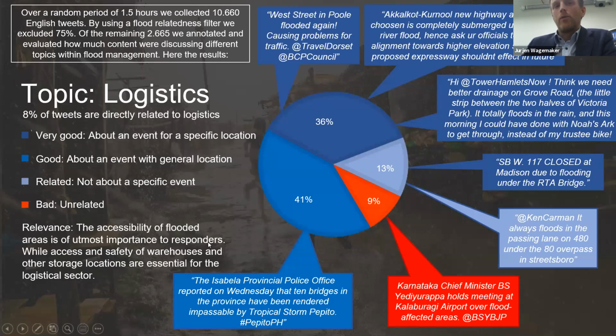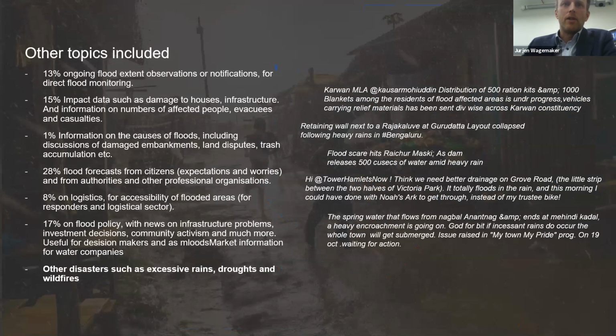Which is quite relevant. We see that accessibility of flooded areas is asked of us a great many times. And we have quite a lot of content about that from authorities, but definitely also from people who just say that there are roads that they cannot pass, and perhaps they wish they would have gone by bicycle, is what this one is saying. So there's a lot of different information in the tweets.